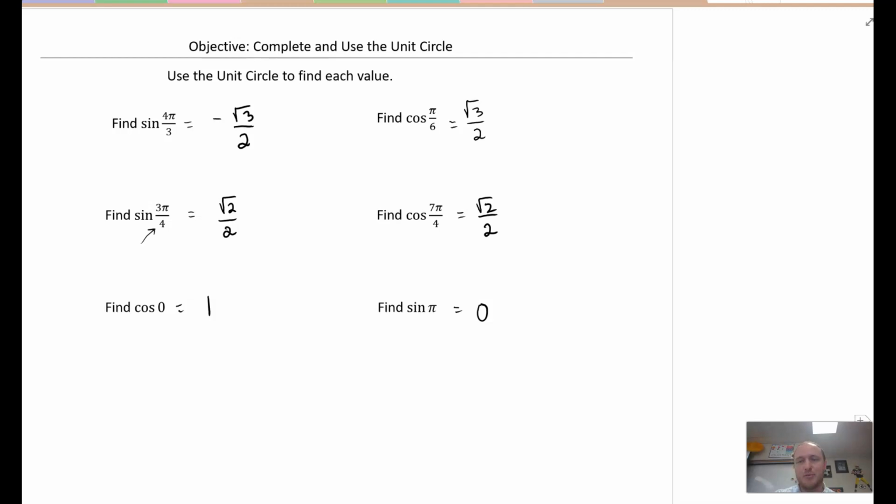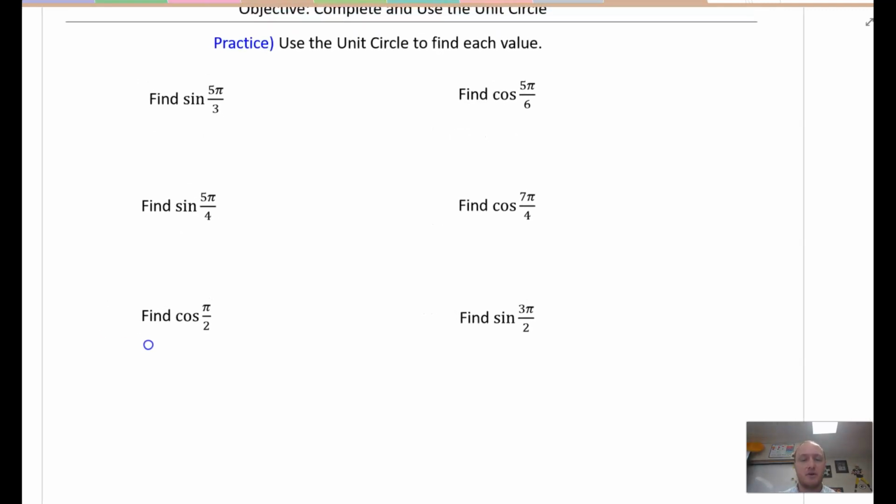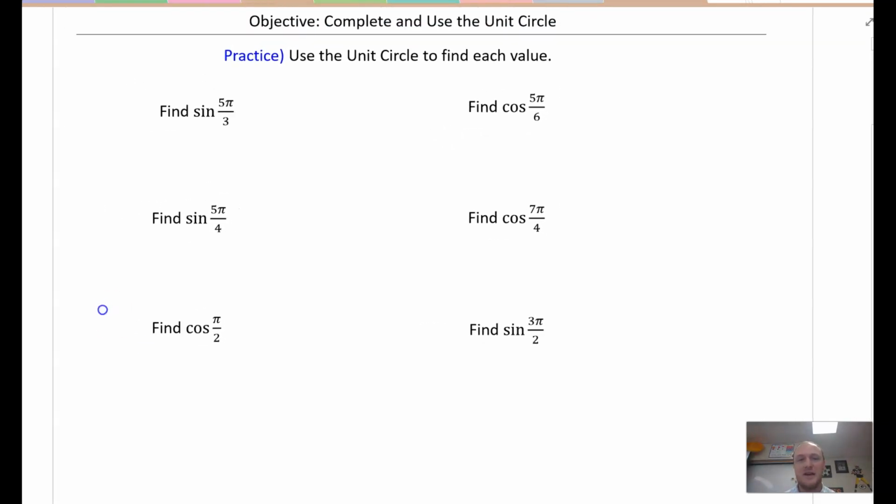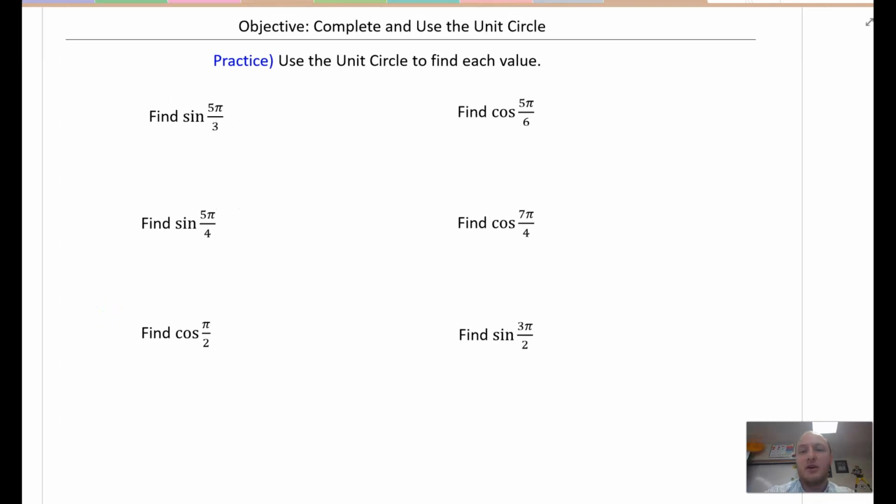All right, so here are some practice problems. I want you to please pause the video and give these a go. And again, remember, cosine of theta is my x value, and sine of theta is your y value. So look at those angles. You can use your unit circle and find those values.